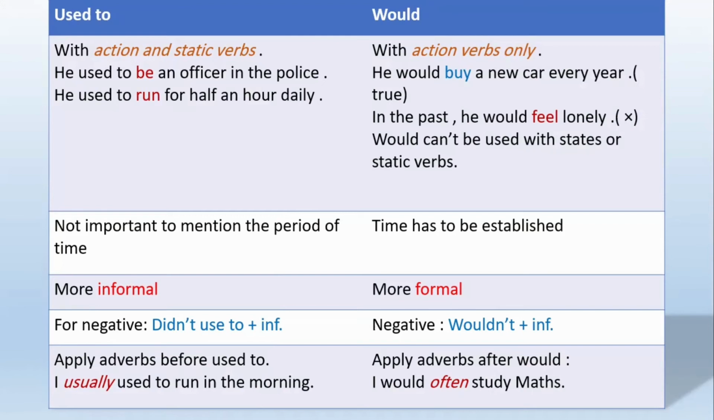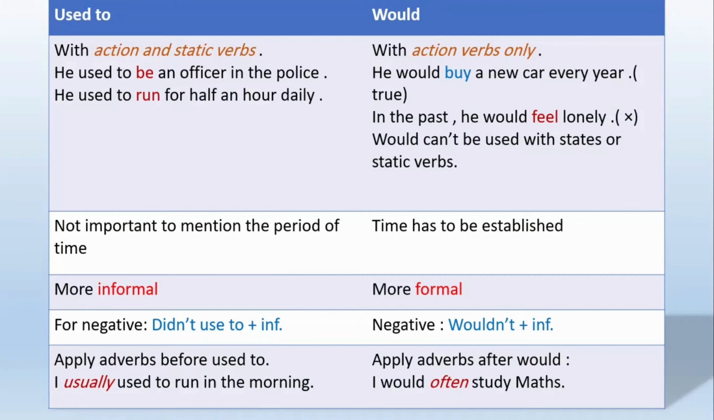And for a negative form, as I have said before, used to is a simple past verb form: didn't use to. Didn't, verb in the base form, then use, then to, then the infinitive form. But for would, as I said before, would is a helping verb, so it would take not after it, so would not, or wouldn't, plus an infinitive form. I wouldn't study. I wouldn't read. They wouldn't go. She wouldn't play, and so on.